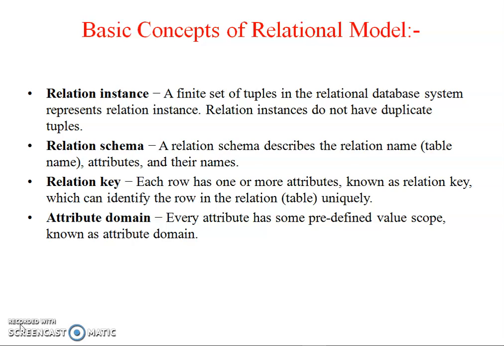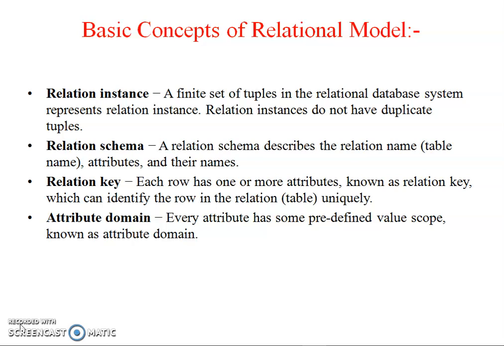Next one is relation scheme. A relation scheme describes the relation name, attributes, etc. Next one is relation key. What is a relation key? Each row has one or more attributes which can identify the row in the relation uniquely.